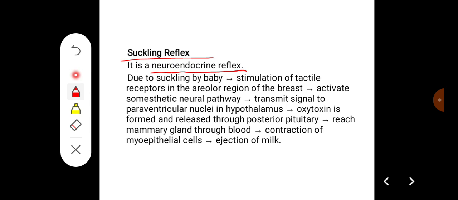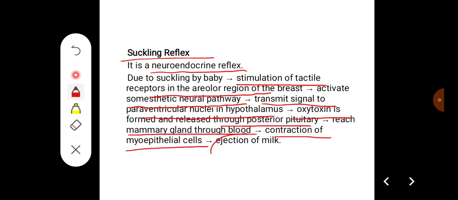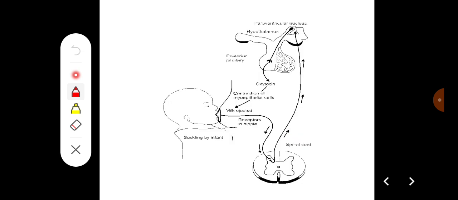When the baby suckles the nipple, it causes stimulation of the tactile receptors of the areolar region of the breast, which activates the somesthetic neural pathway, which is transmitted to the paraventricular nuclei of the hypothalamus, which leads to oxytocin secretion from the posterior pituitary, which reaches the mammary gland through the blood, and it leads to the contraction of the myoepithelial cells, which causes ejection of the milk, which is also called the milk letdown reflex.